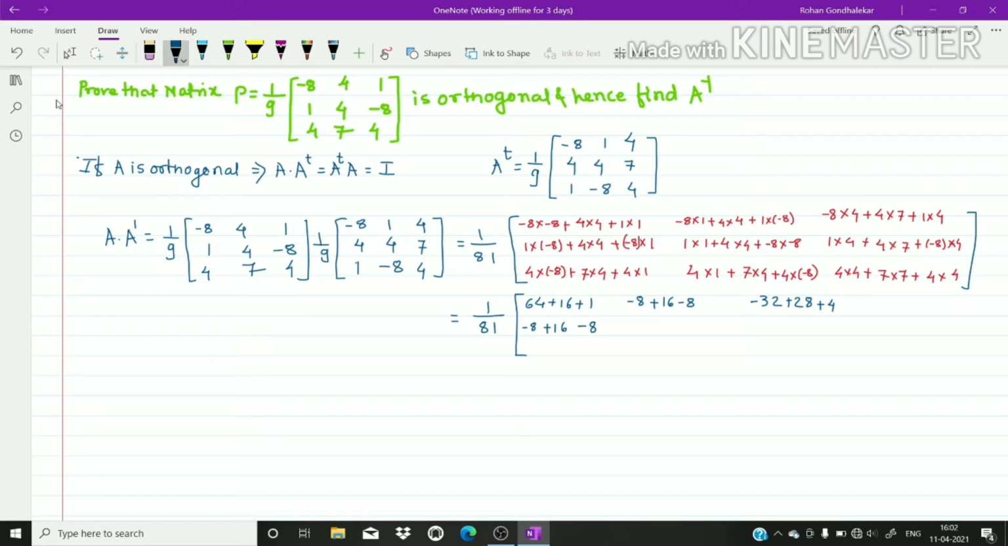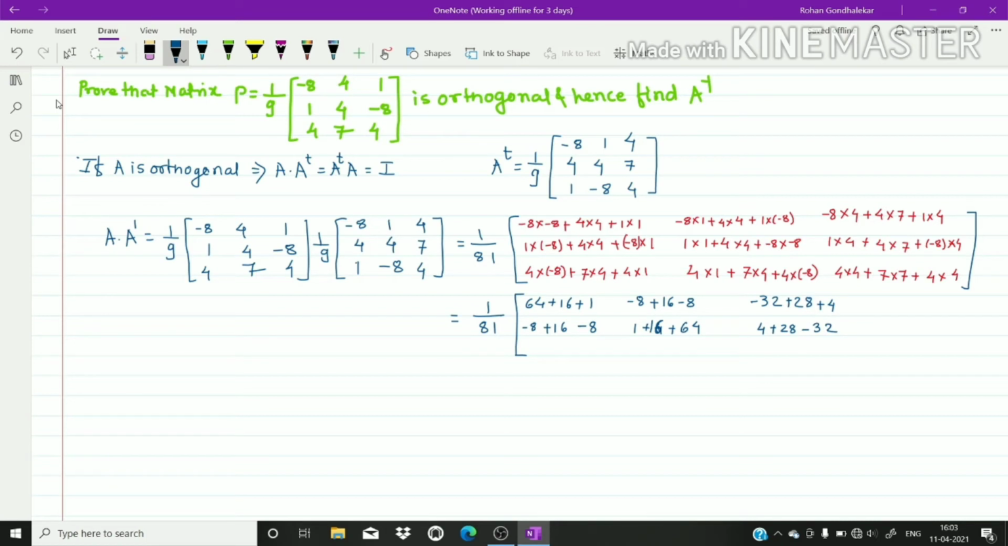Next, 1 into 1 plus 4 plus, yes, plus 64. Sorry, 4 4s are 16. The middle value will be 16. It's correct. Next, 1 into 4 plus 7 4s are 28 plus minus 8 into 4 gives me 8 4s are 32, minus 32.